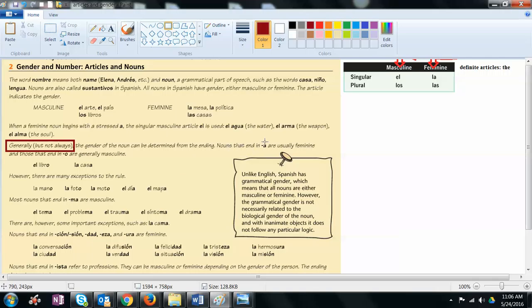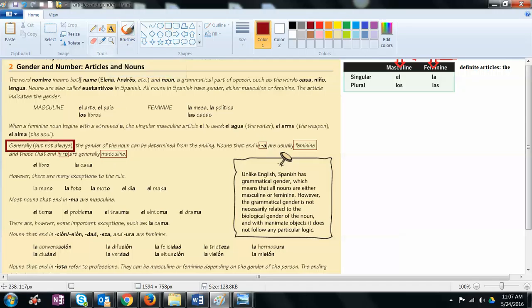Nouns that end in A are mostly feminine, and nouns that end in O, for the most part, are masculine. For example, libro ends in O, so it's a masculine word, so I would use the masculine the, el. Casa ends in A, it's feminine, so I would use the feminine the, la. There are exceptions to the rule, like mano, foto, moto. Those all end in O, and they're all feminine words.